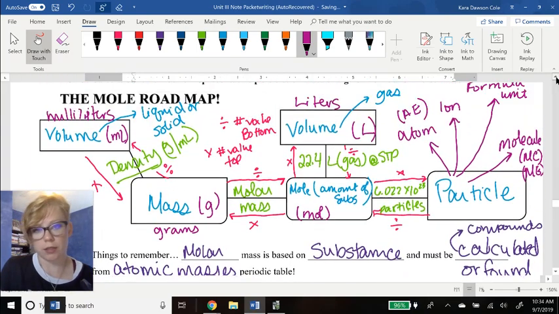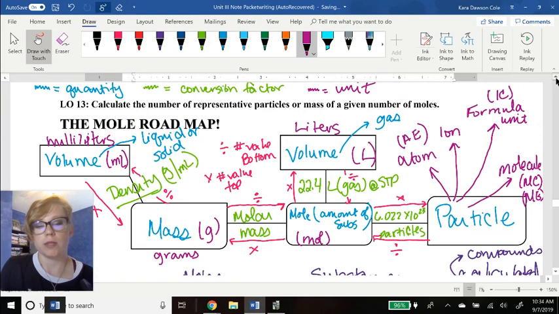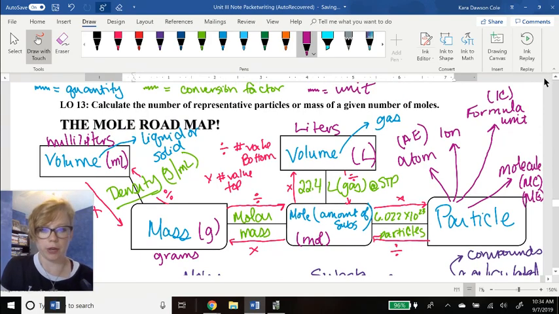So this was learning objective 13, which was to calculate the number of representative particles or mass for a given number of moles.